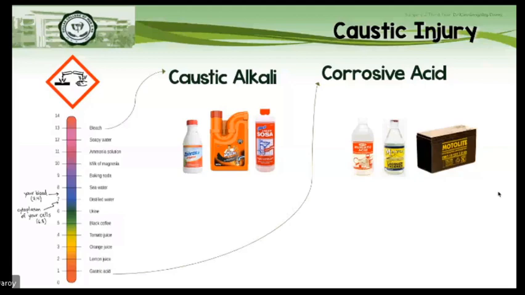So, examples of alkalis that can cause burns are your sodium hydroxide drain decloggers, your calcium hydroxide cement, sodium hypochlorite bleach, and lye water. Examples of acids that can cause burn injuries, the most common are your hydrochloric acid toilet bowl cleaners, paint thinners, sulfuric acid, and button batteries.